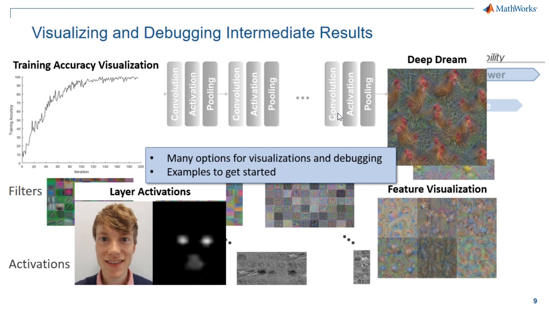So for example, as you go through, if your deep learning networks are not converging for some reason, there are tools to help you to visualize it and debug it so that you can better understand what is going on. And we have many, many different examples that ship with our products to help you get started.